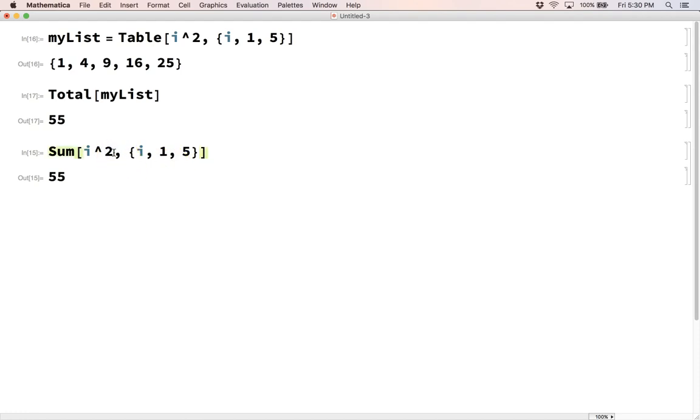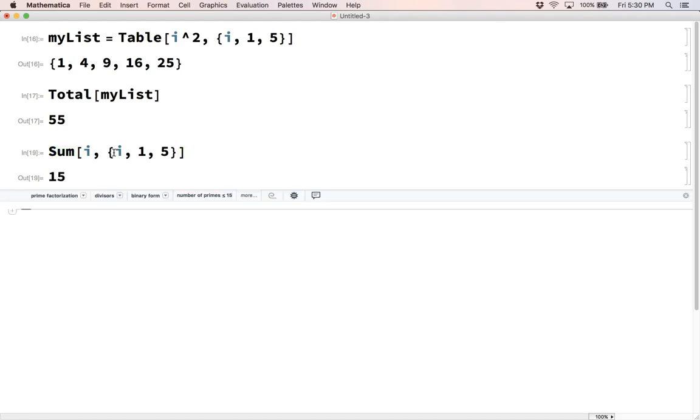So let me do an easier version. Say I do Sum of i for i from 1 to 5. Okay, this is 1 plus 2 plus 3 plus 4 plus 5. So this is less interesting than what we just did. But here's a cool thing about Mathematica, and this is related to the fact that it treats everything symbolically. It doesn't make a decimal approximation until it absolutely has to.